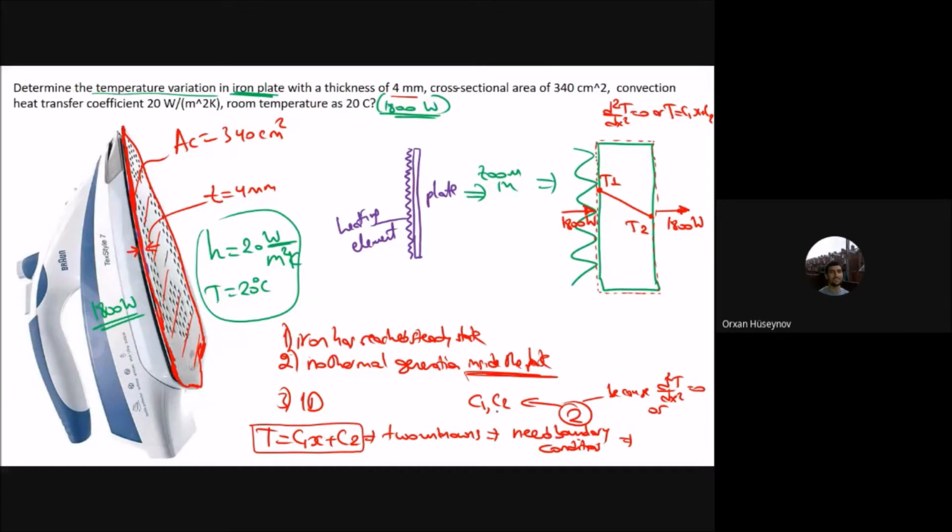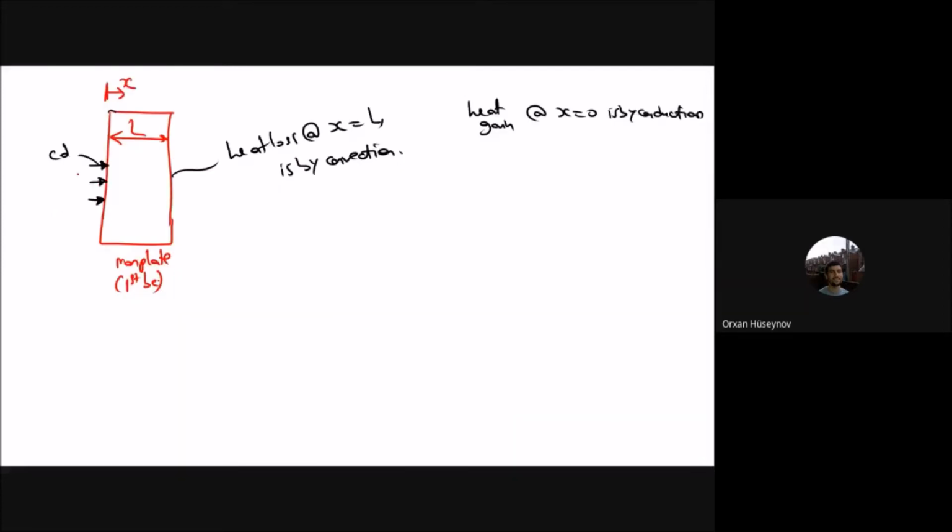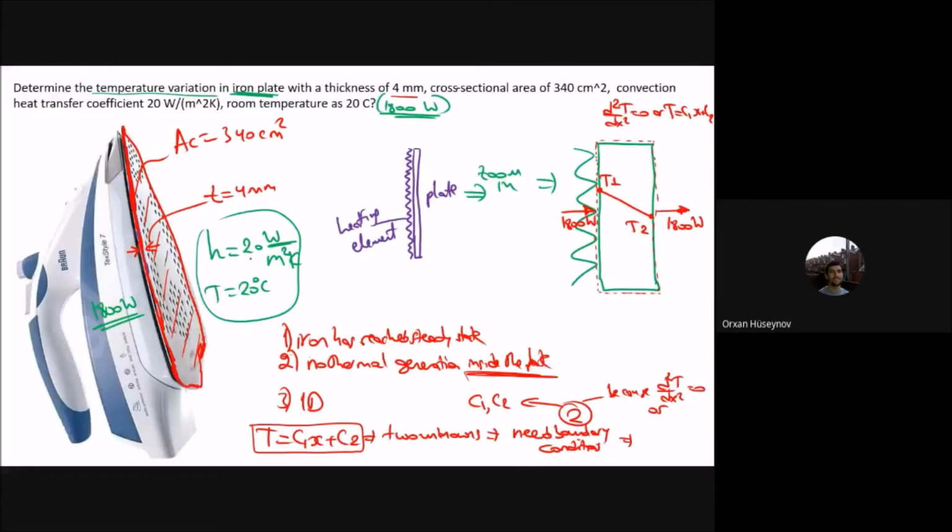And to find the values of C1 and C2, we need two boundary conditions. The one is that at the inlet it is conduction, and by inlet I mean here. Here it is conduction, and here it is by convection to the environment. So I have written it here. Now let's solve this problem.